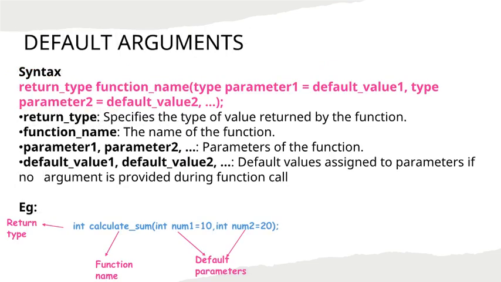This slide explains the concept of default arguments in C++ functions. Default arguments allow parameters to have preset values, which are used if no arguments are passed during the function call. The syntax is highlighted with placeholders for the return type, function name, parameters, and their default values. The example given: integer calculate sum, integer num1 is equal to 10, integer num2 is equal to 20, shows a function with two parameters that default to 10 and 20. This makes the function versatile, as it can be called with or without providing these arguments.